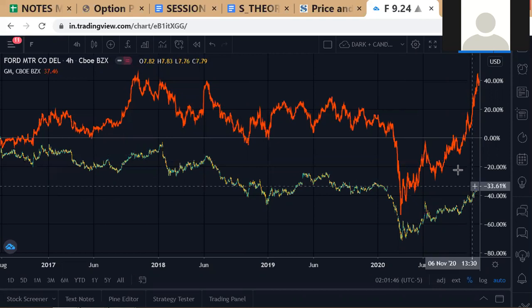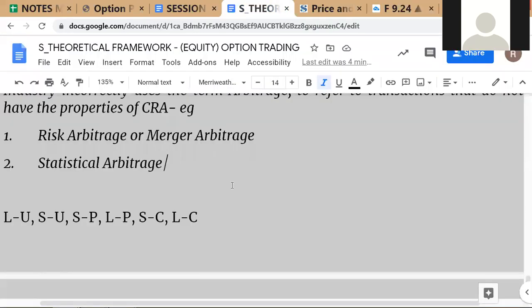But again, this does not remove market risk. So that's why this is not really a CRA, but people call it arbitrage. It's called stat arb. People might use this lingo. Okay. That's the lingo.